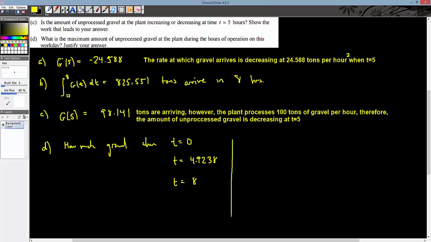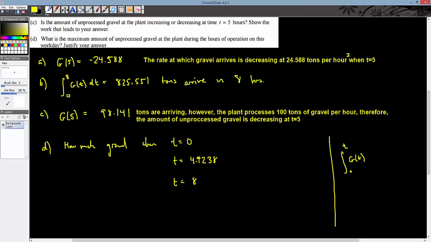So what I'm going to do is I'm going to go ahead and integrate the function from 0 to some generic t. Actually, no, let me give myself some more space here. I'm going to integrate the function from 0 to some generic time. This time is going to be switched out with a 0, a 4.9238, and an 8 when I integrate this function 3 times. Now I'm going to integrate how much gravel is coming in.